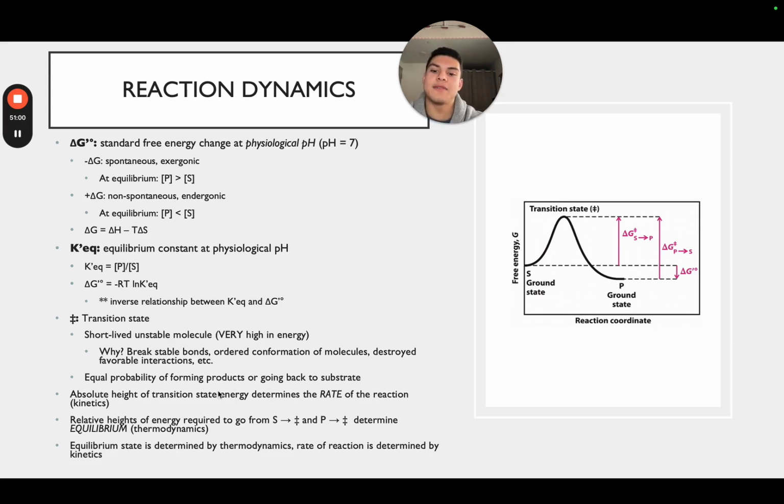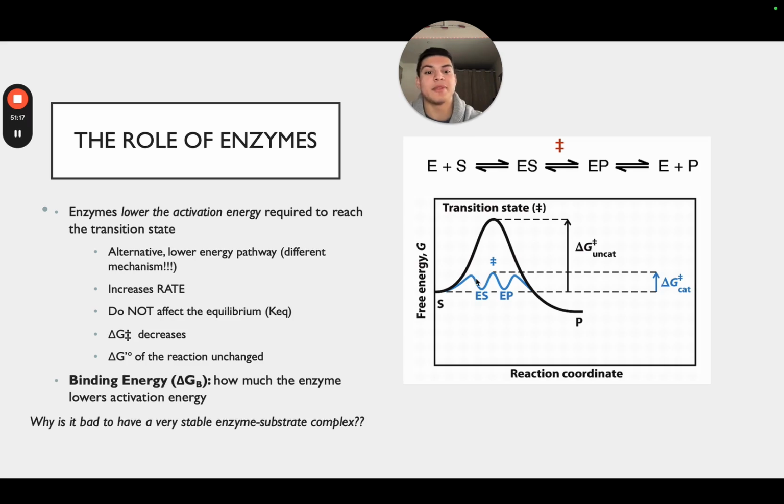And the absolute height of the transition state energy determines the rate of the reaction. So the only part of kinetics about this is that if this is really high, it's probably going to be slow. We don't know how much exactly. There's no experimental calculation we can do, but we can see that on the next few slides, like here, for example. This is just a comparison.